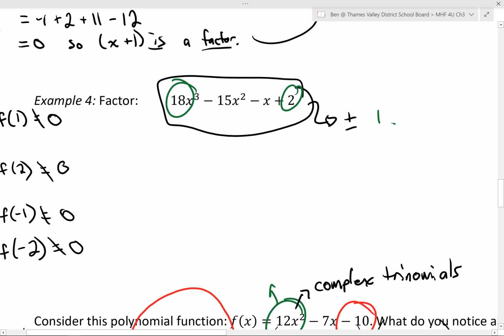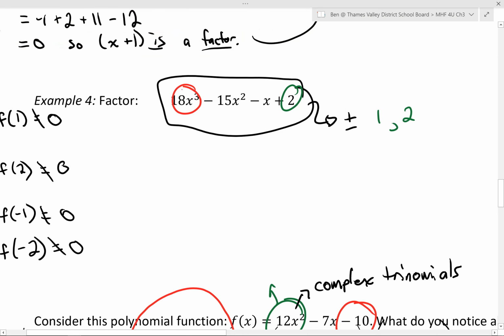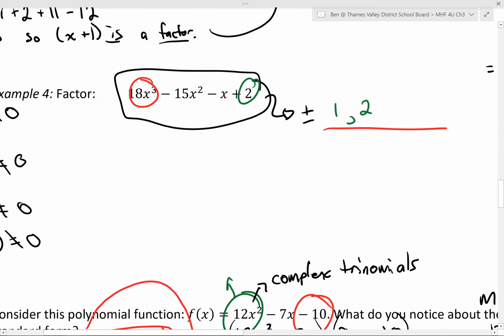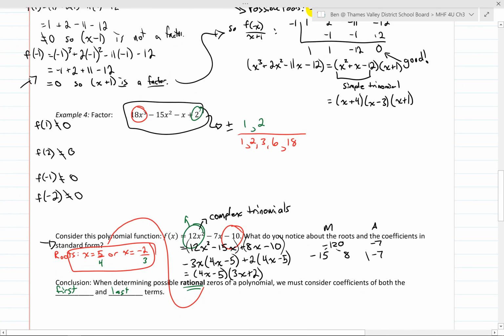So I'm working here, and you know what? I'll color code this as well. 1 and 2, like I said, plus or minus 1 or 2 are in my numerator. But then for my leading coefficient, I'm working with factors of 18. Well, factors of 18: 1, 2, 3, 4 is not, 5 is not, 6 is, and 18. Right? All of a sudden I have plenty of options here. I only need one option that works. Once I have one option that works, I can use that to work forward.